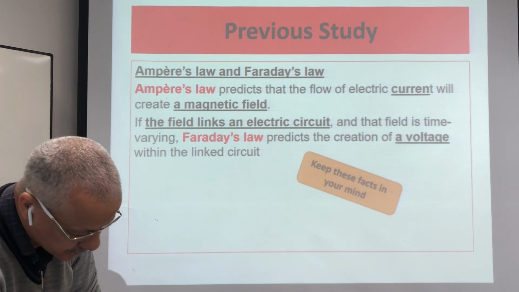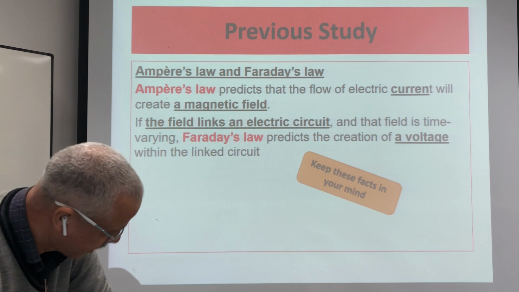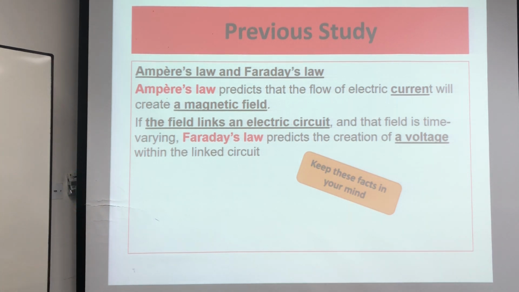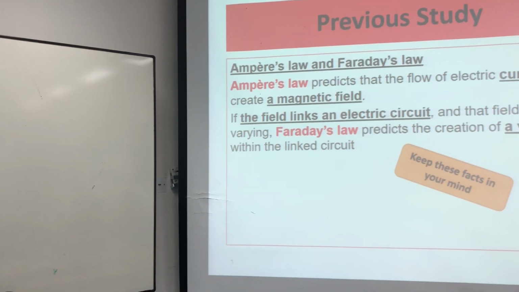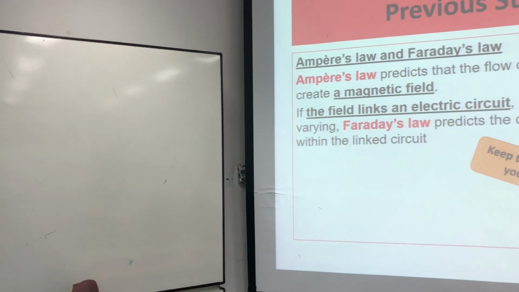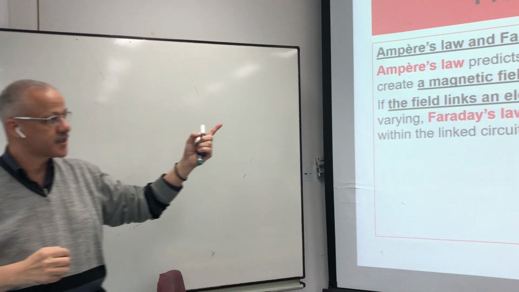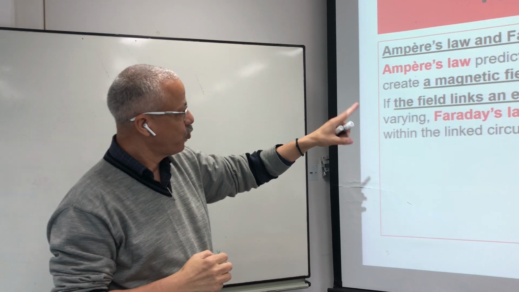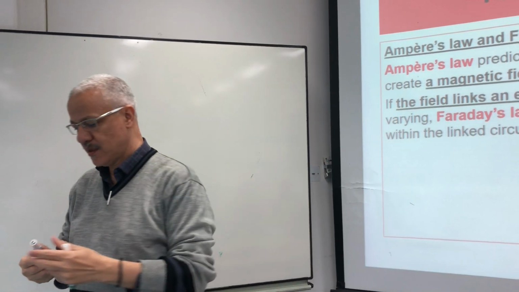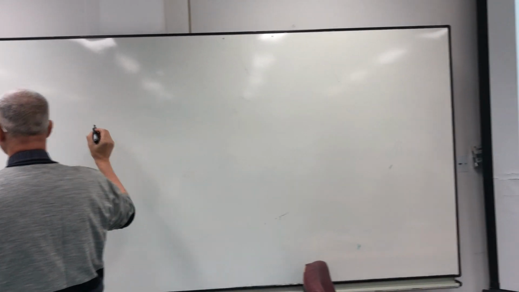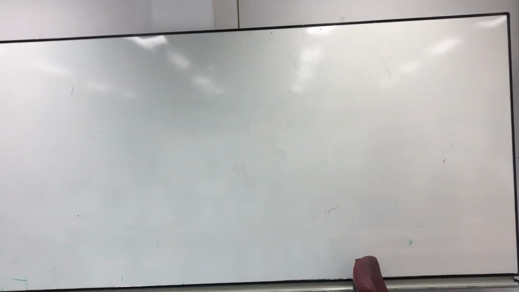The other is Faraday's law. When there is another circuit close to the first circuit, there is magnetic coupling, so a voltage is produced due to linking the field. Simply, you can draw something like this.